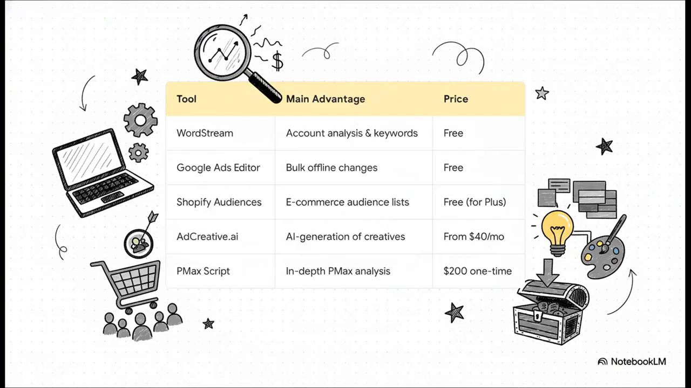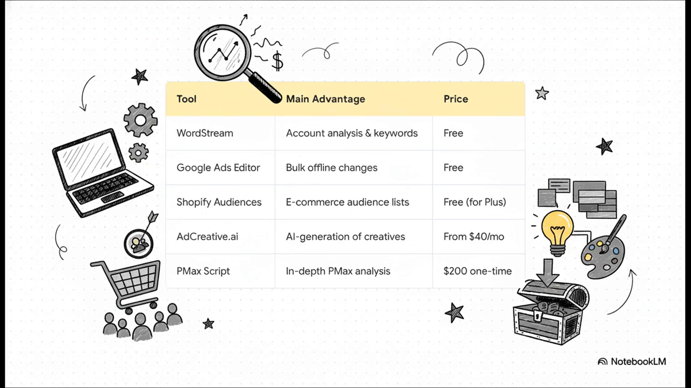Let's kick things off with some tools that are perfect for getting a quick win. You've got WordStream, which offers a free grader to see how your account is doing. Then there's Google's own Ads Editor. It's an absolute must-have for making big changes really fast. And it's free. If you're in e-commerce, Shopify Audiences is a game changer for finding new customers. Is creating the actual ads your bottleneck? Well, AdCreative.ai uses AI to whip them up in seconds. And for the power users running Google's Performance Max campaigns, a PMax script can unlock way deeper insights into what's really driving results.